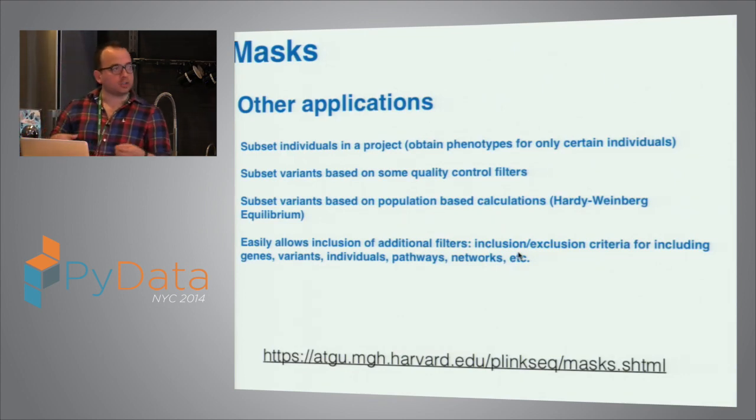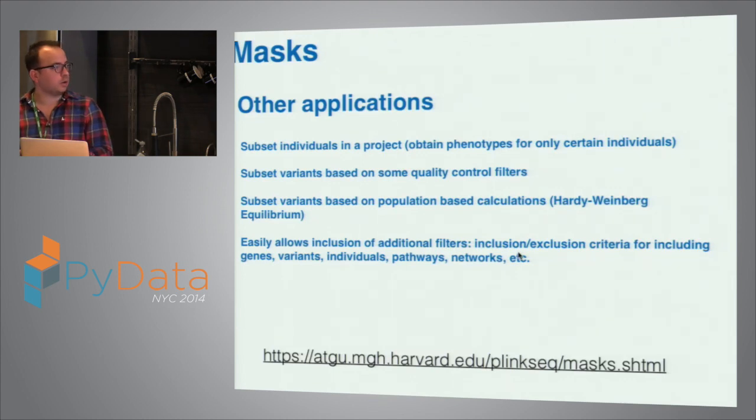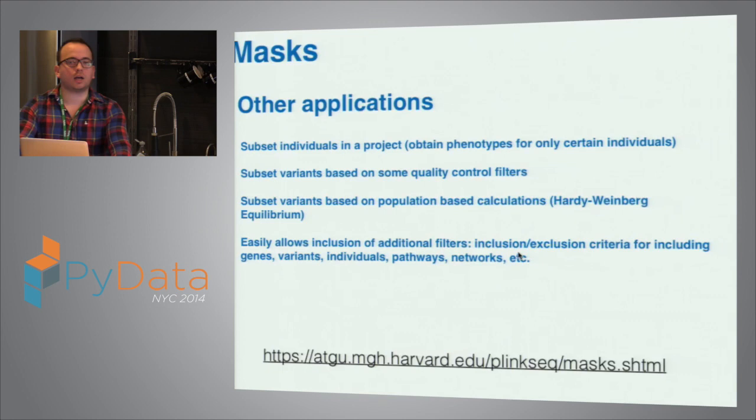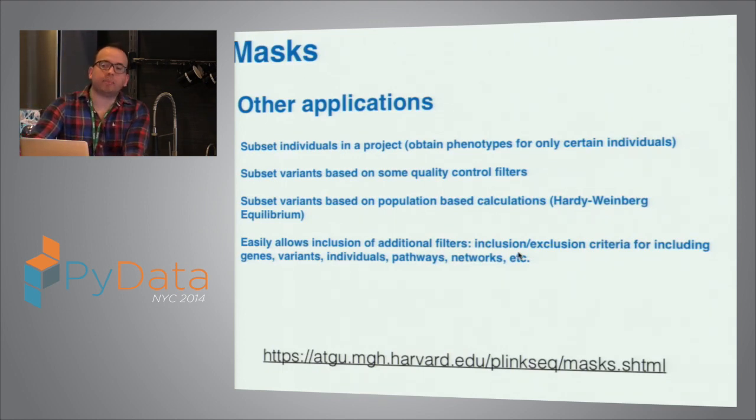And the reason is that that also gives you some sense as to whether or not you actually should care much about that variant, or maybe there's some genotyping errors that end up leading to the property that they are out of Hardy-Weinberg equilibrium. So Hardy-Weinberg equilibrium is just a calculation for telling you how many copies of each genotype you would expect to see in a population. So this also easily allows inclusion of additional filters. So if you want to exclude criteria for including genes, variants, individuals, pathways, or networks, you can do that.